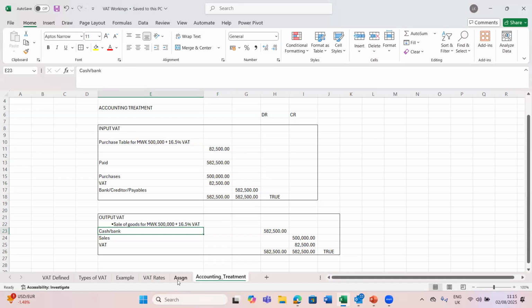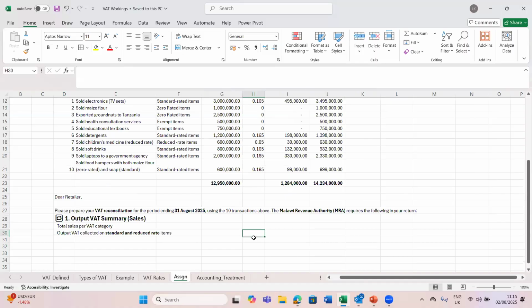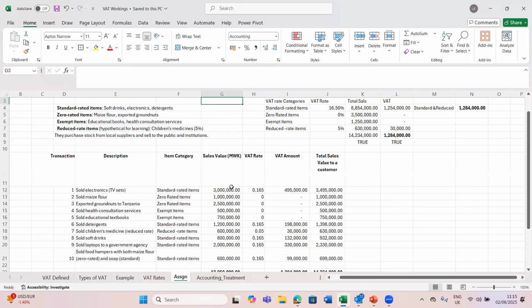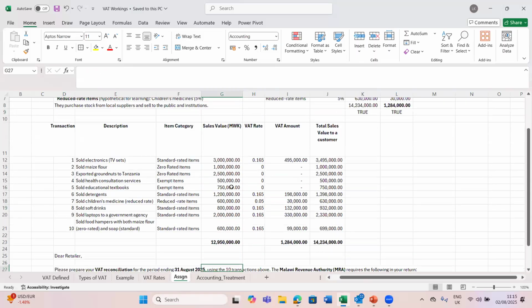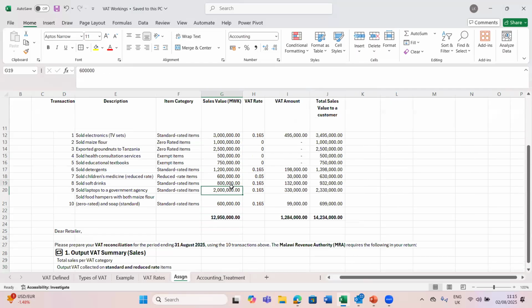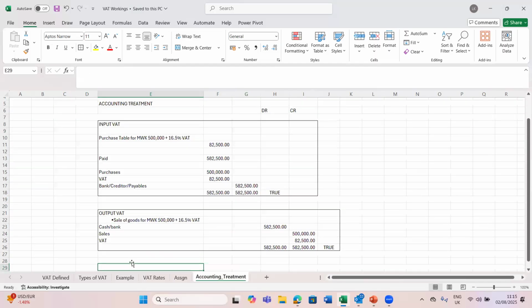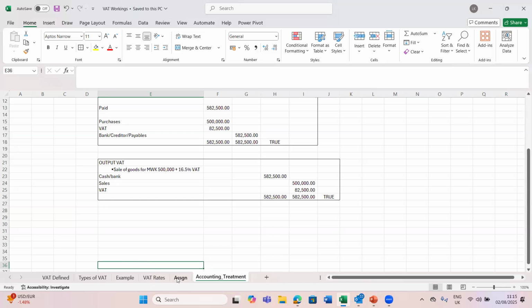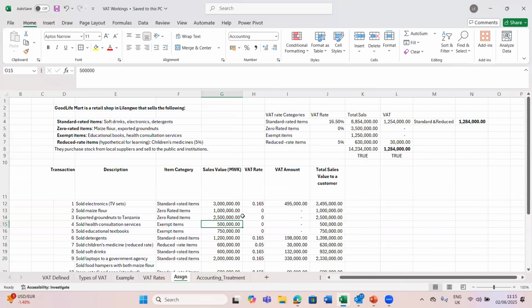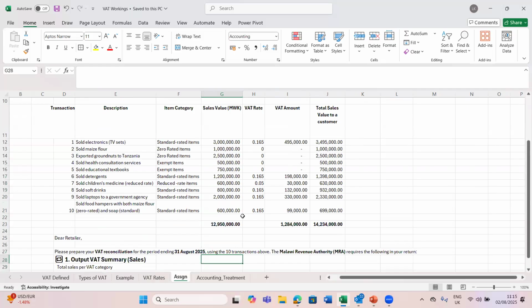Let me see if in the assignment. Okay, yes. So using this as an example, let's look at the accounting treatment for the assignment. So here we are selling only. So what do we do? So this is what will happen. We just base it on this one, right?